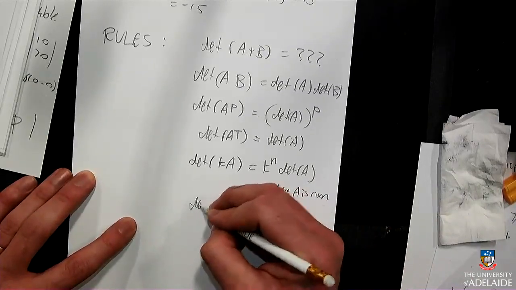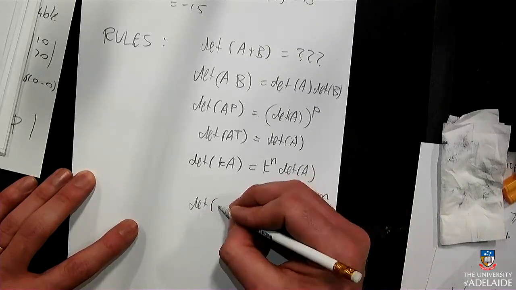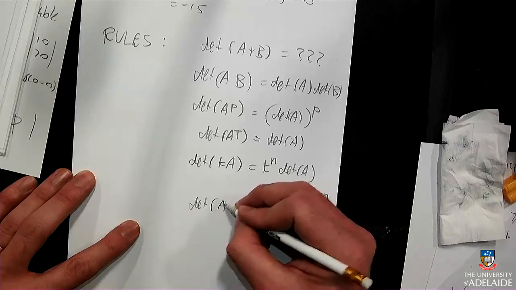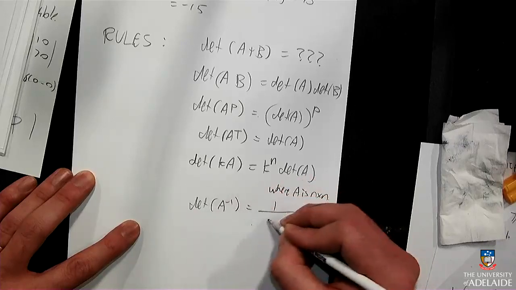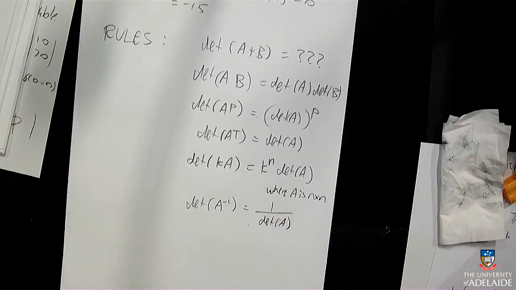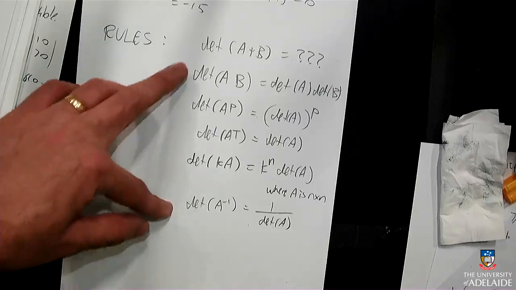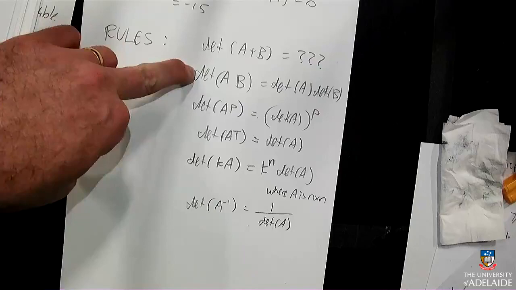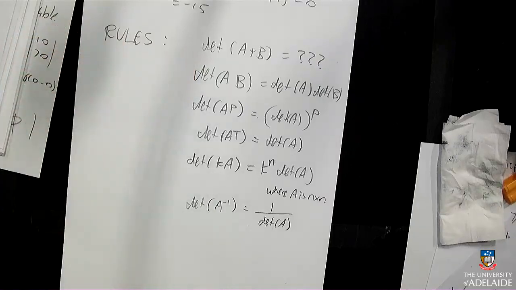What else we got? Inverses. The determinant of A inverse is 1 over the determinant of A, which is fabulous. All sorts of cool stuff going on there. And you can actually prove that, not too hard, by using this rule and the rule for how inverses work. And just one final thing.